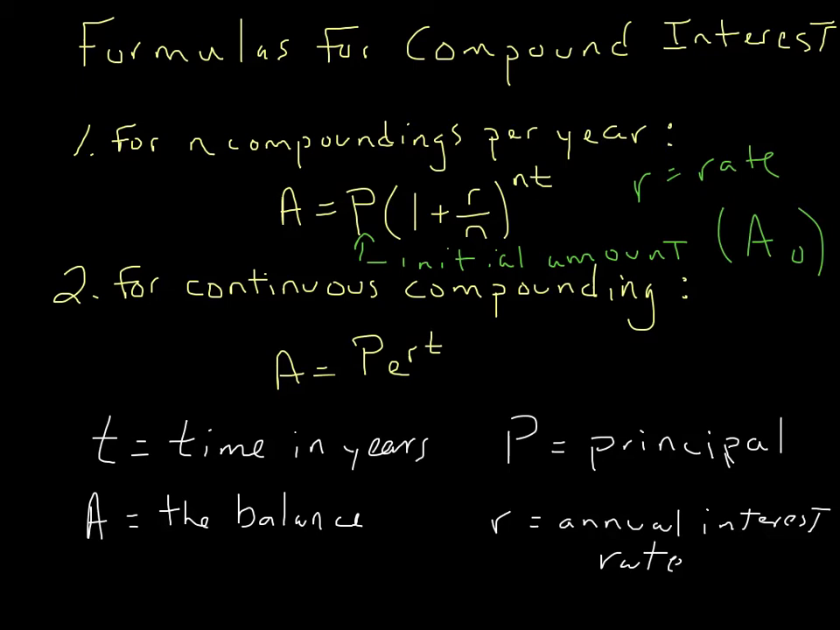For continuous compounding, where that interest is building all the time, you're not just going to compound it every so often, you're going to do it all the time. Then we go to this simpler version, which uses the natural base of e, where you take the principal, the initial amount, and multiply that by e raised to the rt power. So that's an exponential with the natural base of e. Those are two formulas that are used for compounding interest.